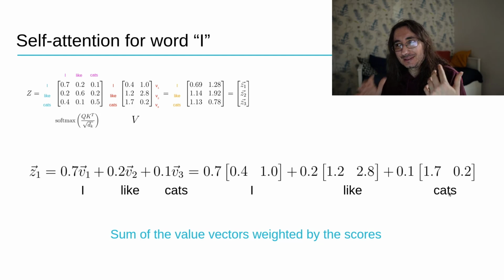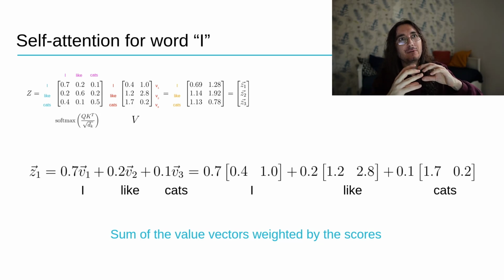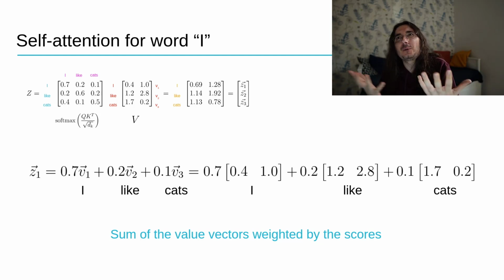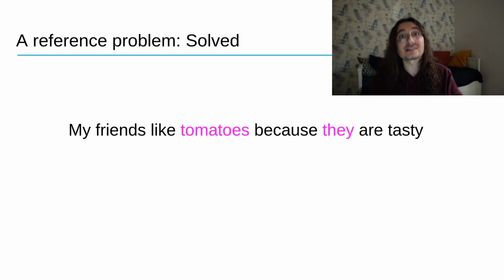So it really goes back to that idea of relating each word to all the other words based on their relevance. Now you may be wondering, but why is this so important? And again, we're going to try to explain this from yet another angle, and that angle is going all the way back to the original sentence that we had with the reference problem, and that was, my friends like tomatoes because they are tasty.